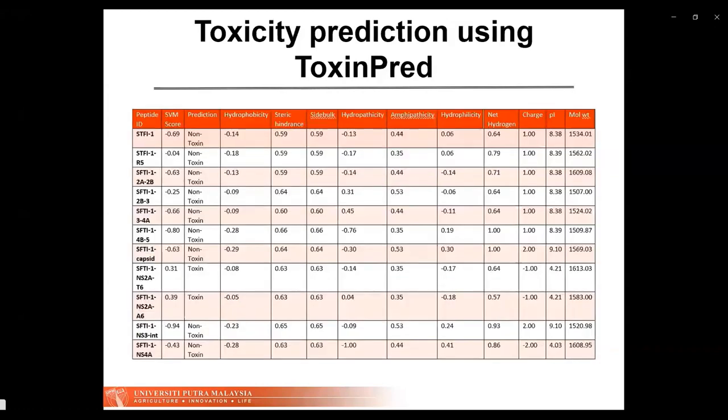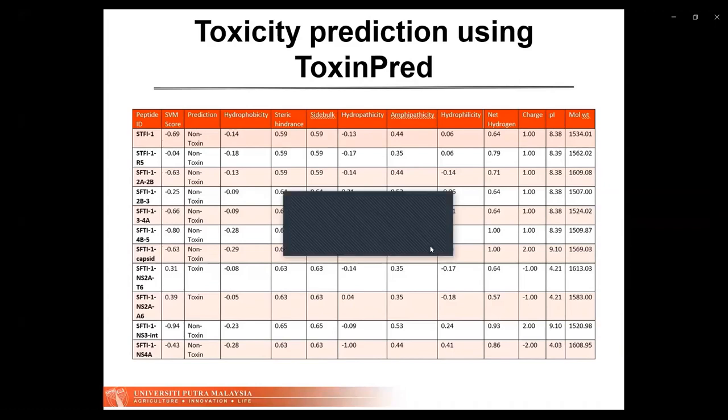Toxicity predictions based on ToxinPred show all SFTI-1 variants to be non-toxic, except SFTI-1 NS2A36 and SFTI-1 NS2A6. Toxicity is a major factor of failures in clinical trials. Early predictions like these hence help us focus resources on promising compounds. Non-toxicity of peptides is also important to ensure their safety and prevent drug-induced adverse effects.